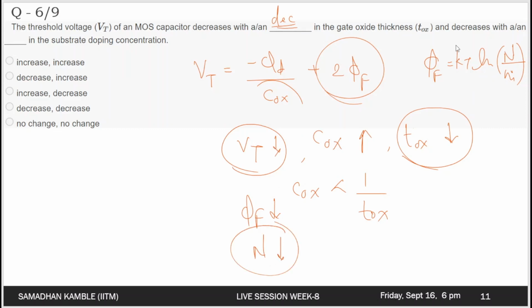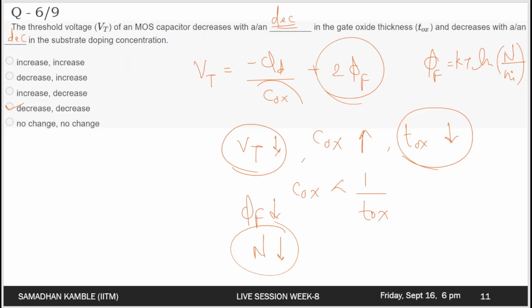So in this case also the decreasing is the correct option. So decreasing, we have, I think, option 1 2 3, fourth option is the correct option. So I can just read it again. The threshold voltage of an MOS capacitor decreases with a decrease in the gate oxide thickness Tox, and it also decreases with a decrease in the substrate doping concentration. Okay, so that's about the question number 6.